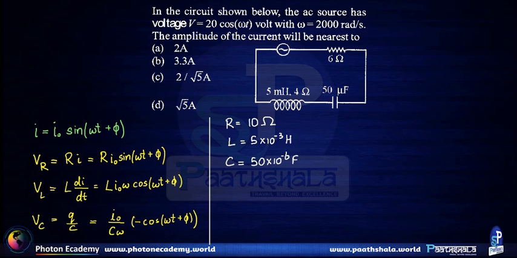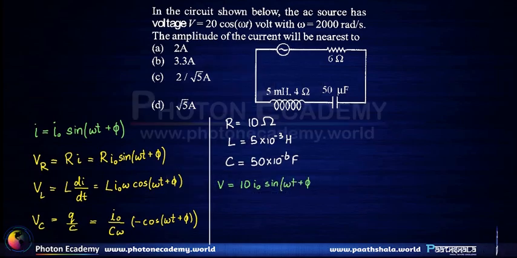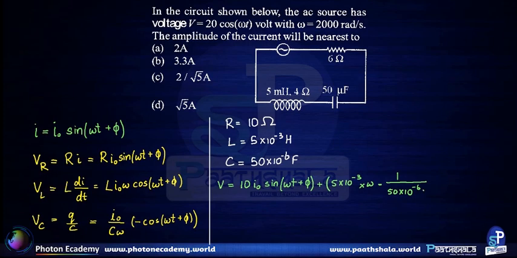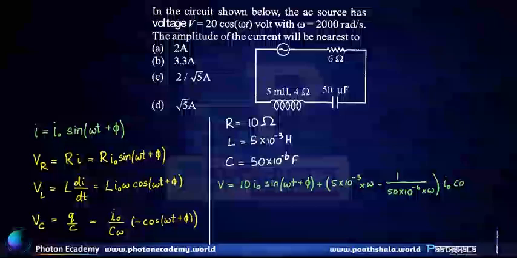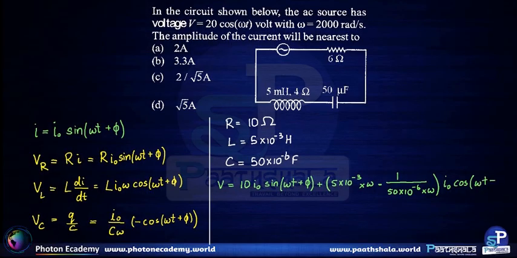So now what is the total potential difference across the entire circuit? V would be equal to 10 I naught sine of omega t plus phi, plus 5 into 10 to the power minus 3 into omega, minus 1 by 50 into 10 to the power minus 6 into omega, into I naught cos of omega t plus phi.